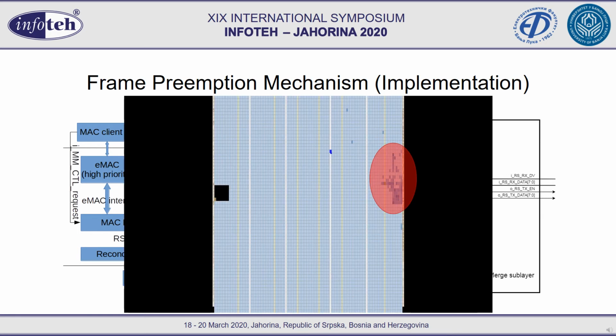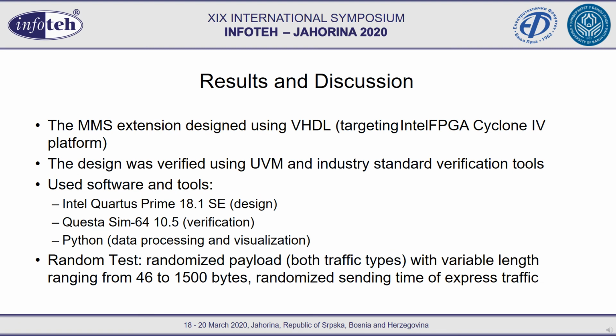Finally, we provide a floor plan of our implementation. In red, our design is marked, so we can see that very little resources is actually reserved for this component. I think you can find it in the paper, but it is less than 1% of the resources. Here is some basic information about the implementation. It is designed using VHDL, targeting Intel FPGA Cyclone 4 platform. So this is a low-cost platform. The design was verified using UVM and industry standard verification tools.